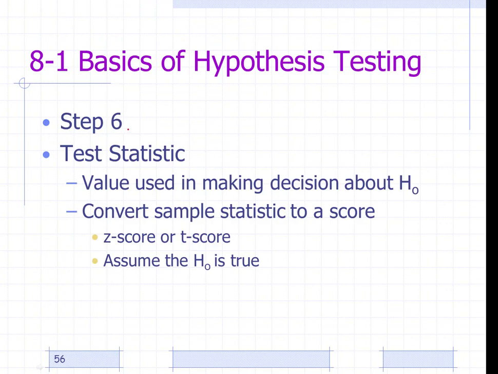So in step 6, we're going to calculate our test statistic. And this is the value that we use in making our decision about our null hypothesis. We take our sample statistic and we change it to a z-score or a t-score. And don't worry about a t-score right now. We'll talk about that more when we talk about means. But we always make the assumption that our null hypothesis is true unless we find evidence against it.